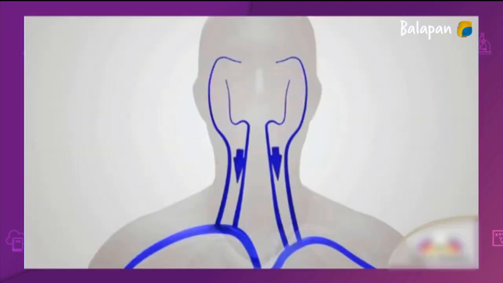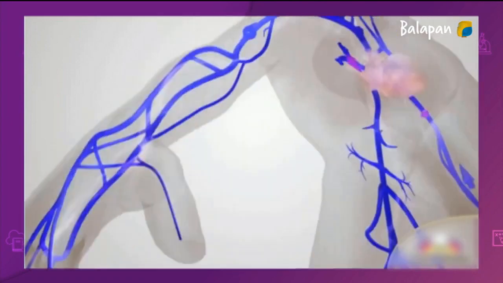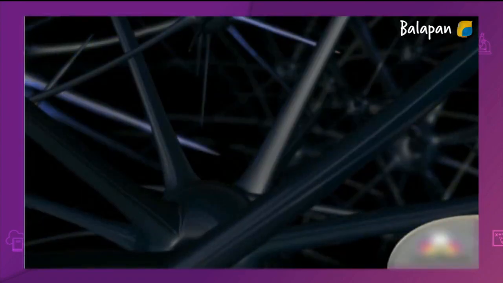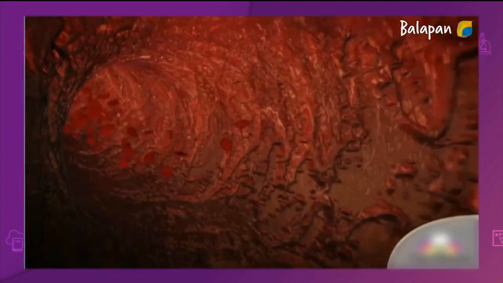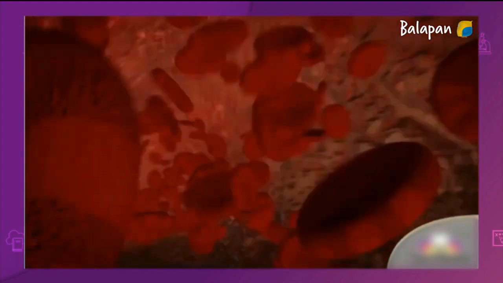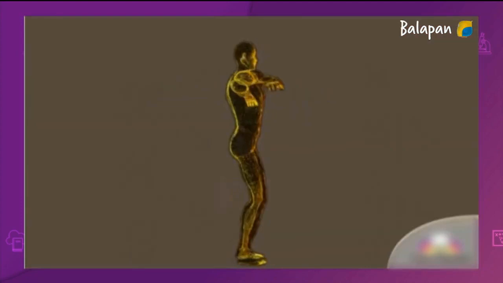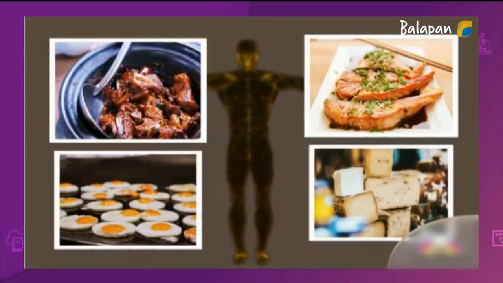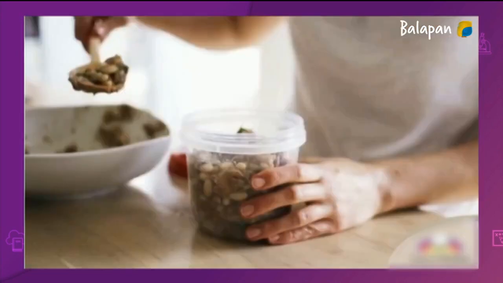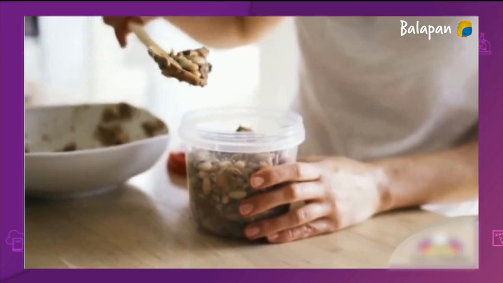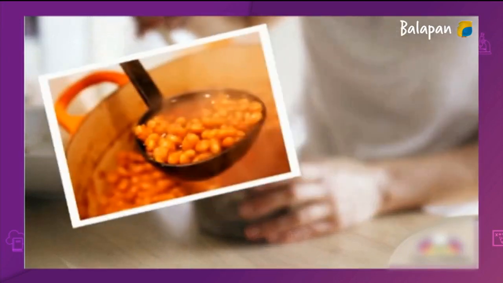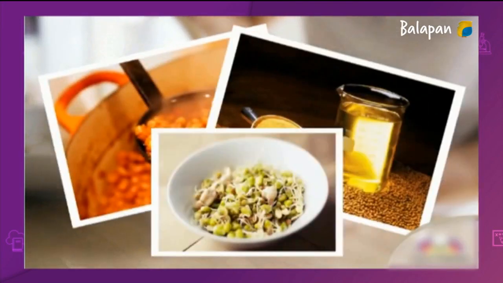The brain works by sending electrical and chemical signals through special cells called neurons. The body needs amino acids to make these chemicals. These are found in high-protein foods such as meat, fish, eggs, and dairy products. Vegetarians and vegans can get amino acids from beans, soya, and seeds.